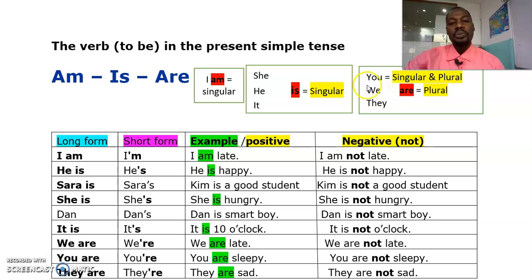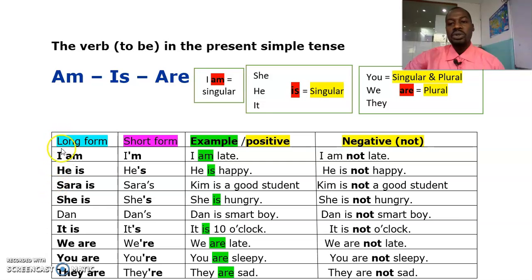If the subjects are you, we, they, we should use the verb are. But sometimes the subject you can be singular or it can be plural. Okay, in both cases we should use the verb are. So moving forward to the structure of using the verbs with subjects.